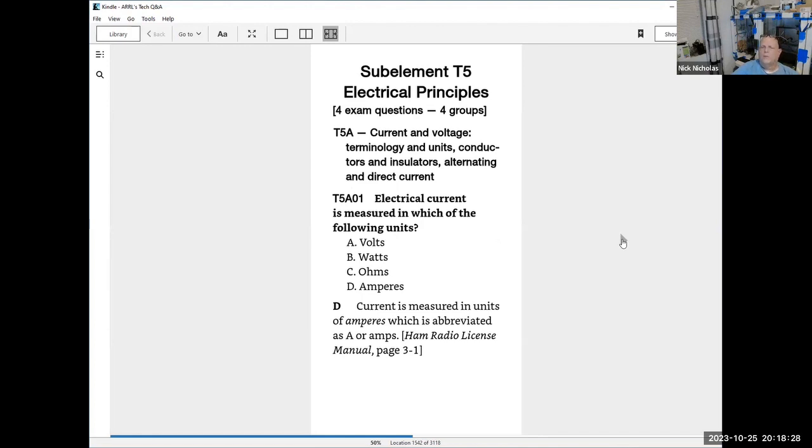T5 covers voltages, ohms, watts, insulators, all sorts of fun stuff. This is basic electrical. Electrical current is measured in which of the following units? Well, we measure current in amperes. I covered that when I covered the E equals IR formula. Voltage, which is electromotive force, is equal to the current, which has the symbol I, times the resistance in ohms. Current is measured in amperes.